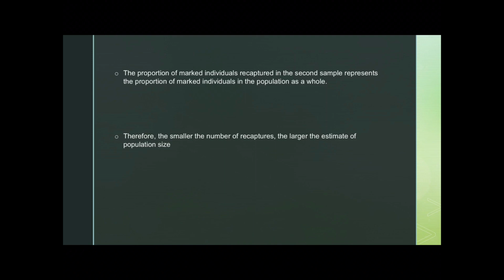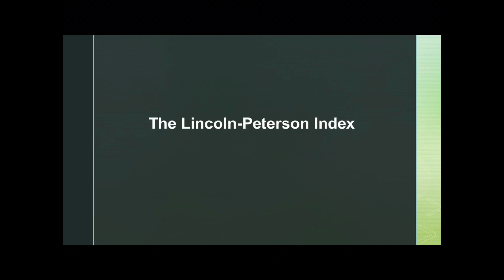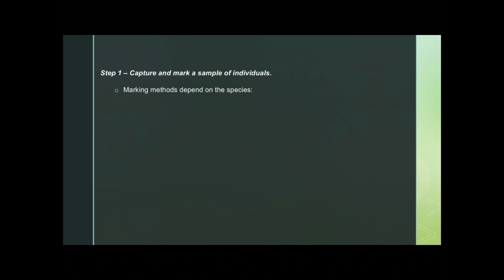in that particular area. Now, there's a little bit of maths involved. It's not overly complicated, but we'll go through a few examples. We use the Lincoln-Petersen Index to help us through this. So, step one, the ecologist goes out, captures a load of individuals and marks those individuals.